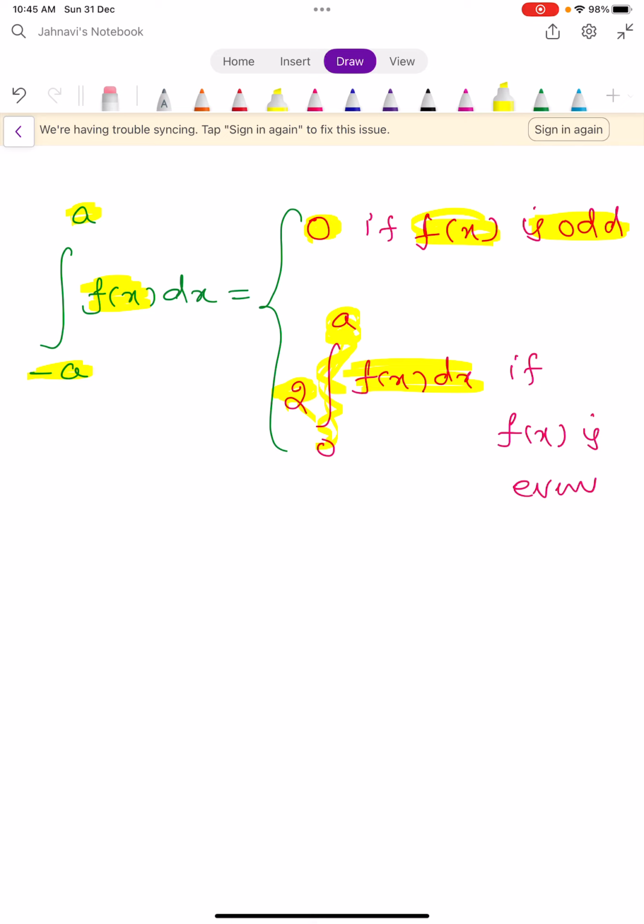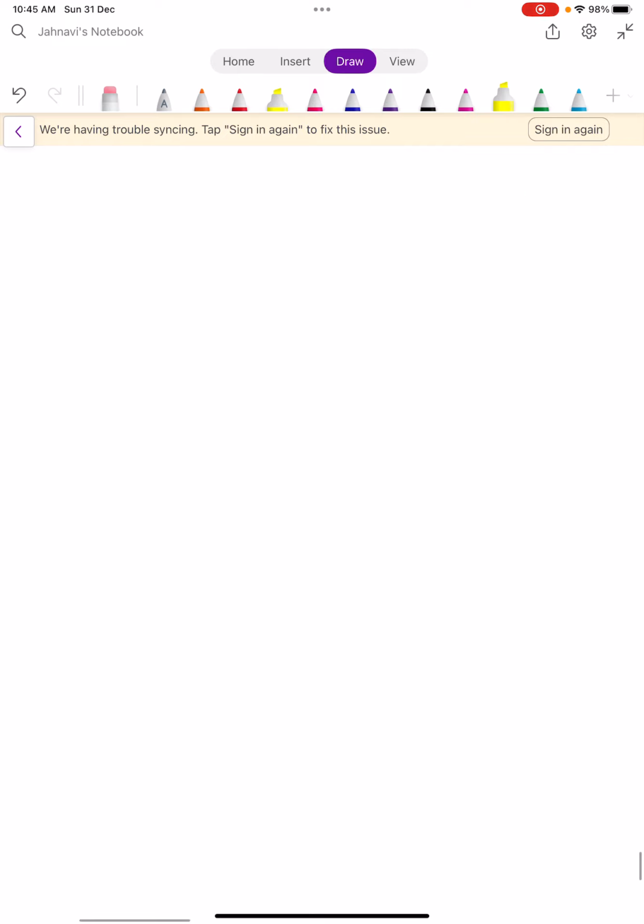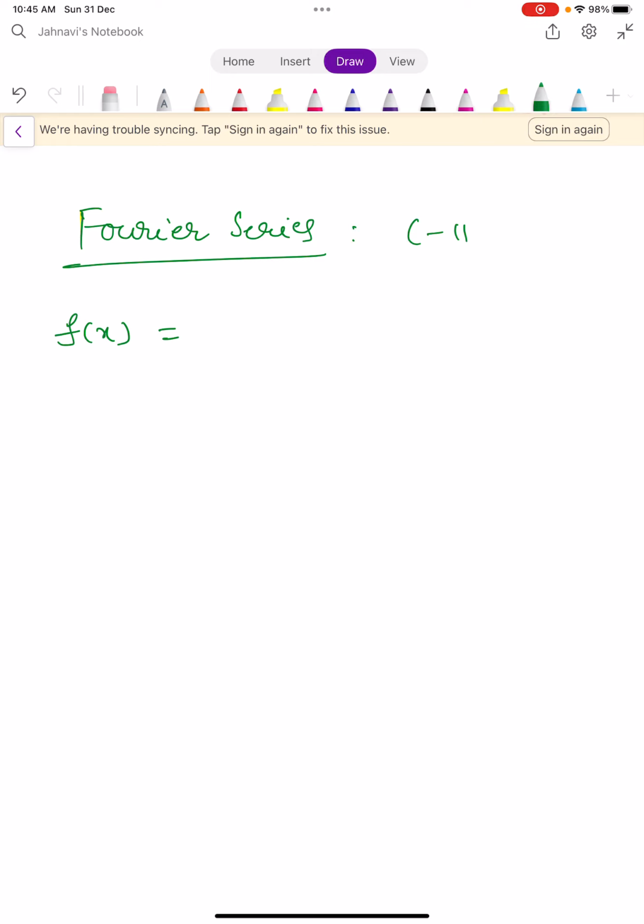Now we go for Fourier series for even and odd functions. Before going to learn the Fourier series for even and odd functions, let us see the Fourier series definition. We know that any function f of x can be written as, I am writing the Fourier series definition in the interval minus pi to plus pi.